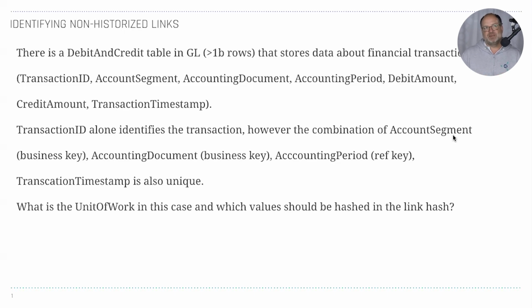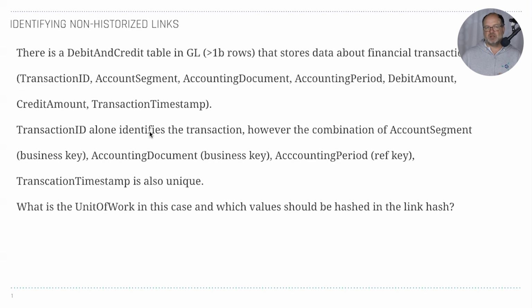Now the good news is it doesn't really affect you here, because the unit of work, I don't want to say in 100% of cases, but mostly affects standard relationship-based links. Because here you can capture the original granularity from the source using either those 3 business keys or reference keys, or the transaction ID by itself. So you have 2 options of capturing all the records.